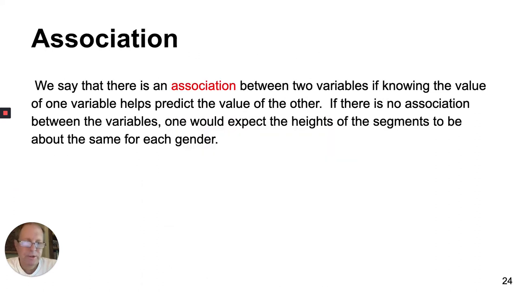Now let's talk about association, and this is a favorite topic for questions on the AP exam. We say there is an association between two variables if knowing the value of one variable helps predict the value of the other. If there is no association between the variables, one would expect the heights of the segments to be about the same for each category.